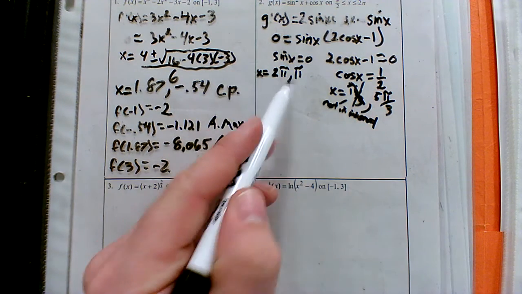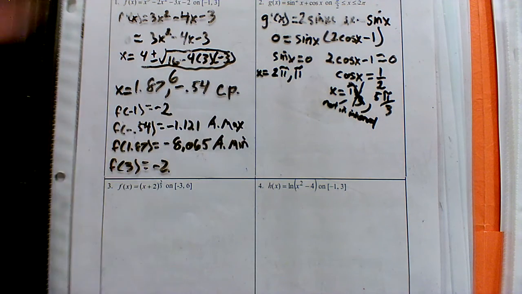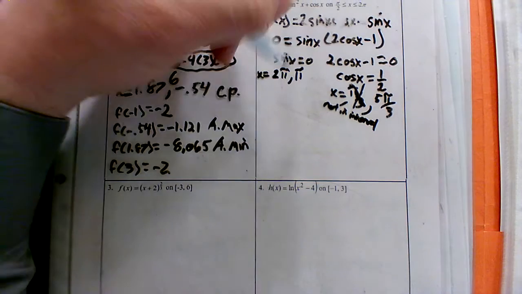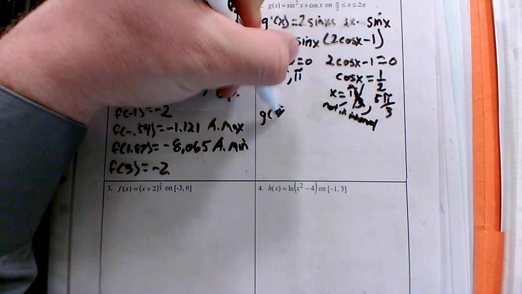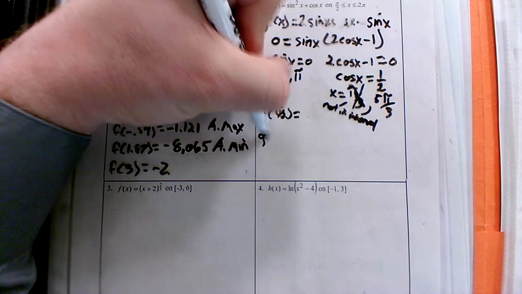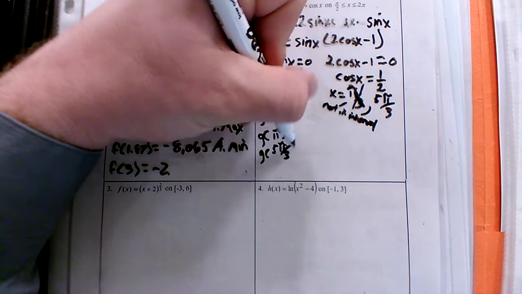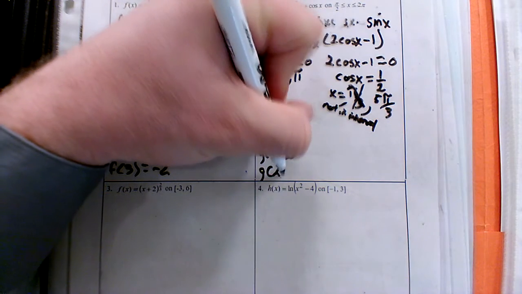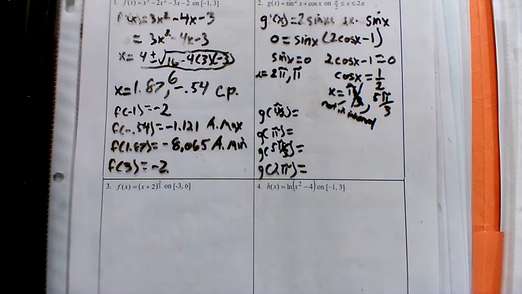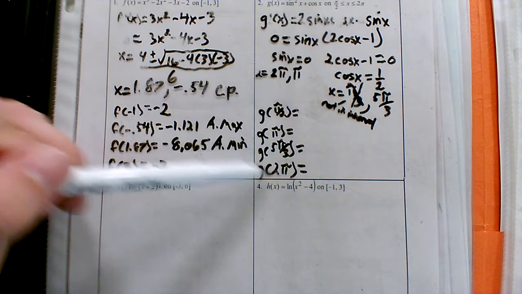All right, so we have 3 critical values within our interval that we need to check, and we need to check the endpoints. So g of pi over 2, g of pi, g of 5 pi over 3, and g of 2 pi. Again, these need to be plugged into the original g function. So go ahead, plug those into the original g and find your 4 values so we can make our conclusion. Again, these values are just either the critical points or the endpoints.